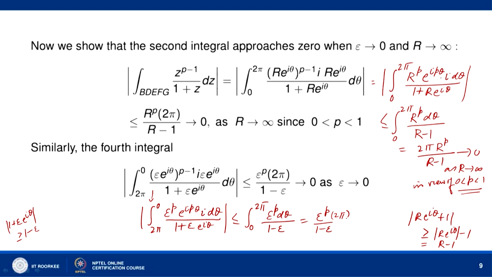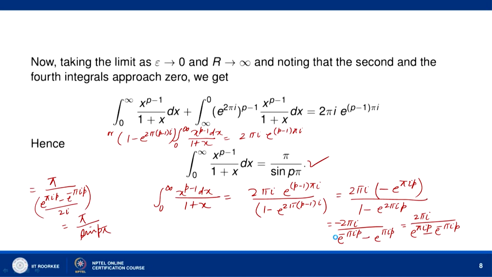Now, epsilon is going to 0. So, denominator goes to 1 and numerator goes to 0 because p lies between 0 and 1. So, this goes to 0. Okay. So, second and fourth integrals go to 0, first and third integrals we have combined and we have shown that as epsilon goes to 0 and R goes to infinity, we get the value of the integral 0 to infinity x to the power p minus 1 over 1 plus x dx equal to pi over sin p pi.